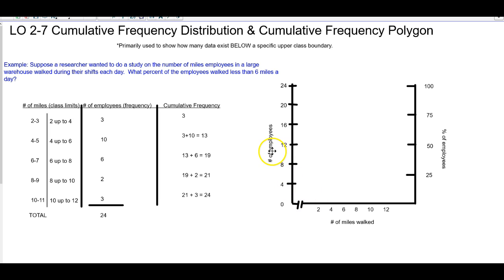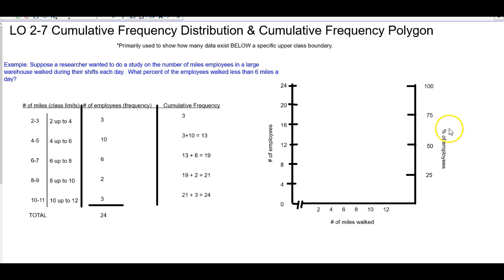Then let's look over here at the vertical axis. We've got our number of employees. Now, since this is cumulative, we have our total number of employees, which is 24. And then I just distributed it evenly. You might do it differently. You might do 1, 2, 3, 4 up to 24. You might go by 2s. That's fine. Just find something that makes sense and do it that way.